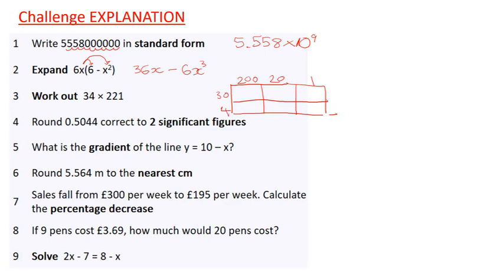So 3 2s are 6, and then you've got those 3 zeros. 3 2s are 6, and those 2 zeros. So 30 times 20 is 600. 30 times 200 is 6,000. Then we've got 30 times 1. 4 times 200 is 800. 4 20s are 80, and then 4.